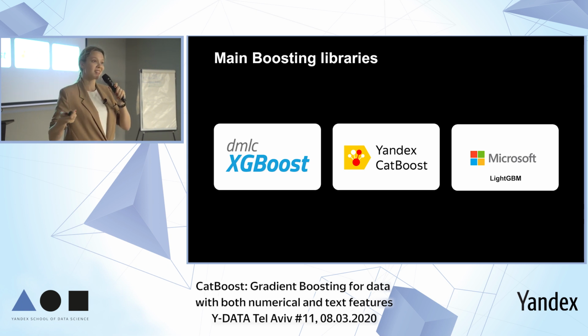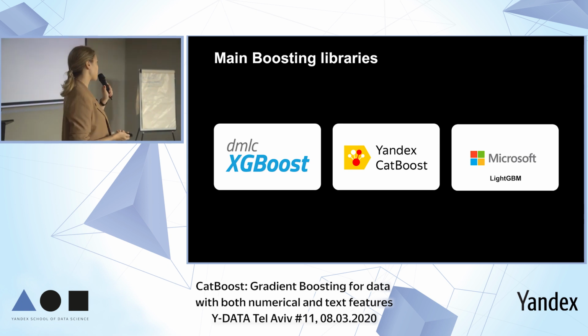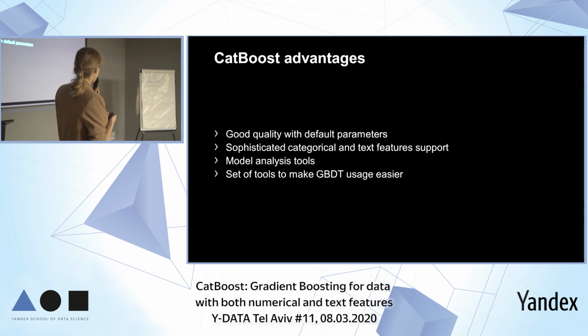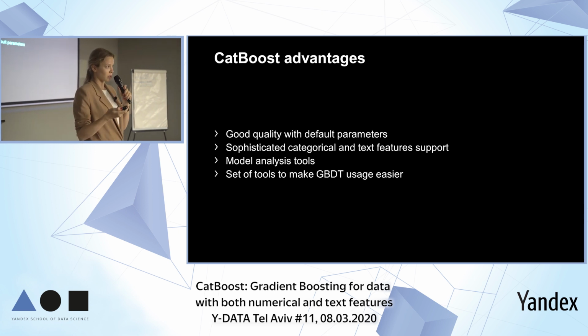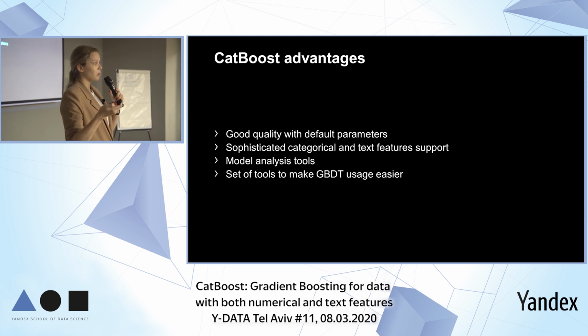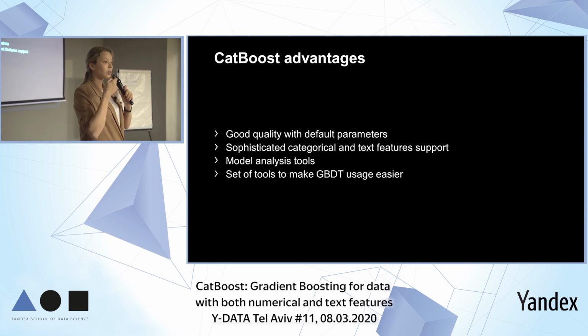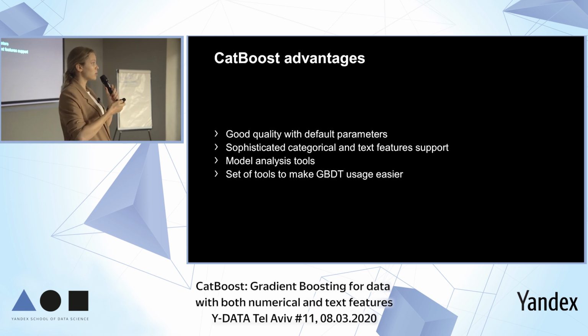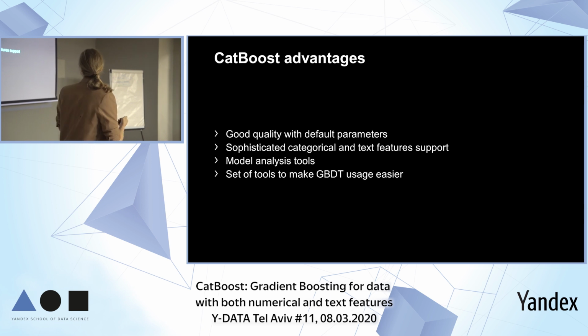What are the major differences of CatBoost from other libraries? The first difference that people who start using the library usually appreciate is that it gives really good results without any parameter tuning. You just train the model, and the first time you get good results. The next good thing about CatBoost is that it supports not only numerical data, but also categorical data, and now it also supports text data, and I will tell you about text in detail later.